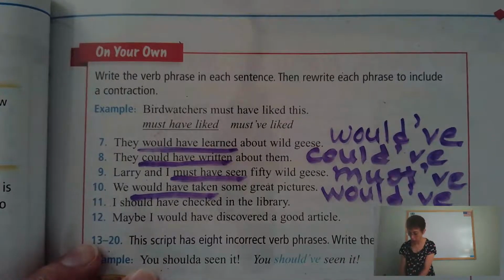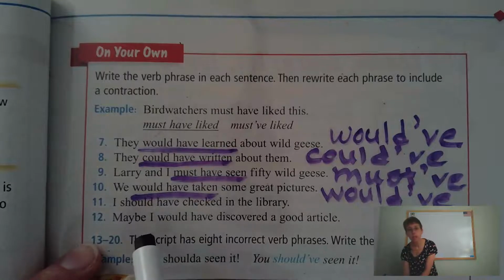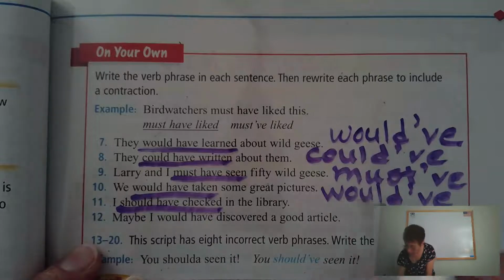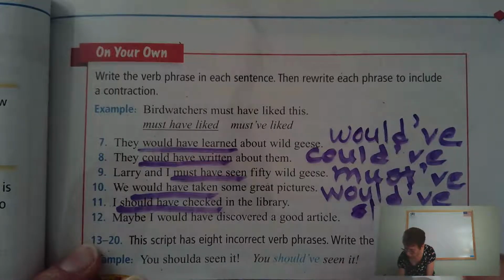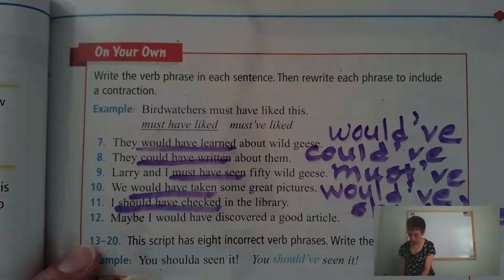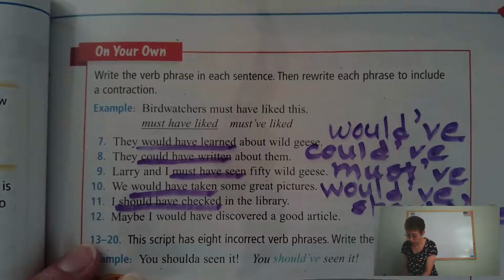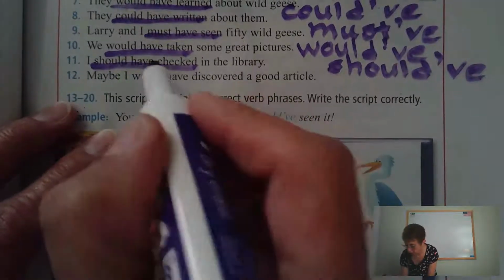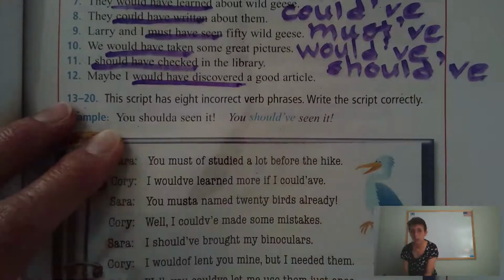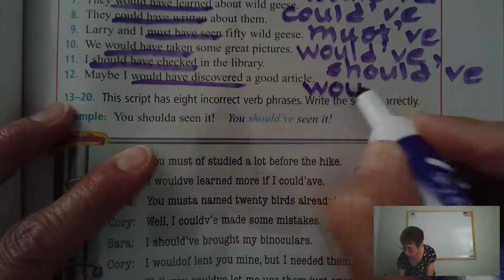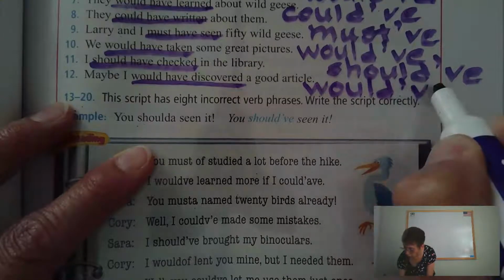Number 11, I should have checked in the library. The verb phrase, should have checked. And then you're writing the contraction for should have, S-H-O-U-L-D apostrophe V-E. And then the last one, maybe I would have discovered a good article. The verb phrase is would have discovered. And once again, you're writing the contraction for would have, which is W-O-U-L-D apostrophe V-E.